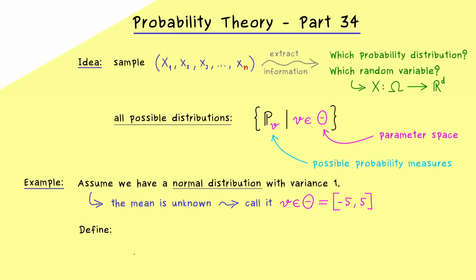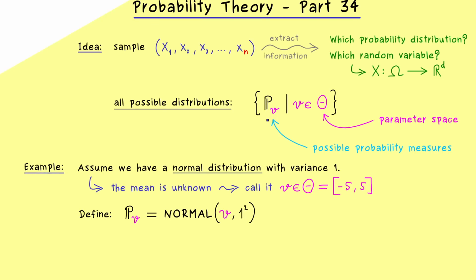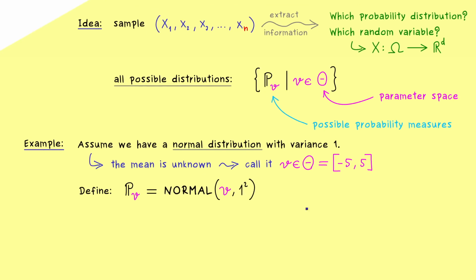This means now in a mathematical way again, all the probability measures are fixed as P theta. And it's given by the normal distribution with the mean theta and the variance 1. Hence the set of possible distributions is quite concrete in this case, because we just have the normal distributions where the mean is the parameter.